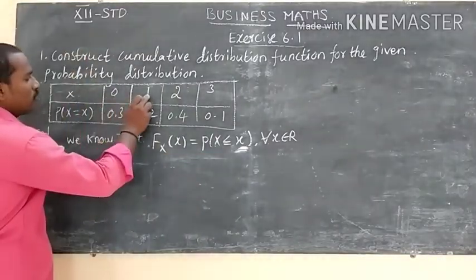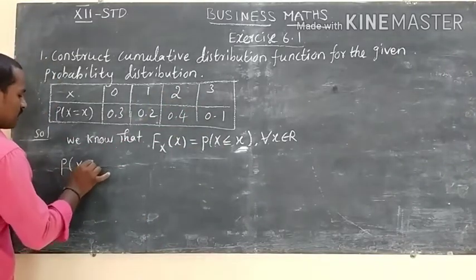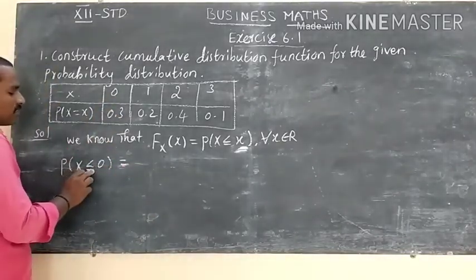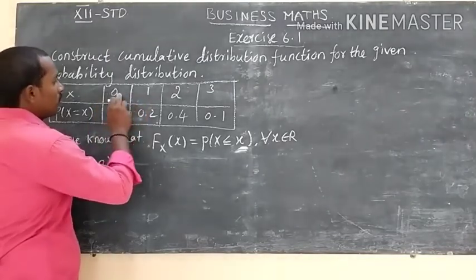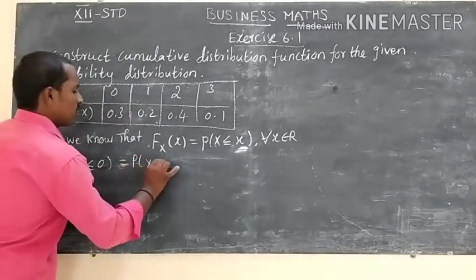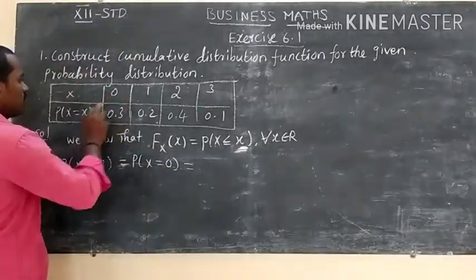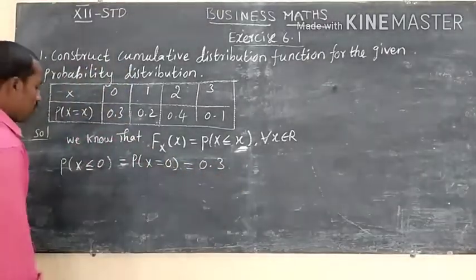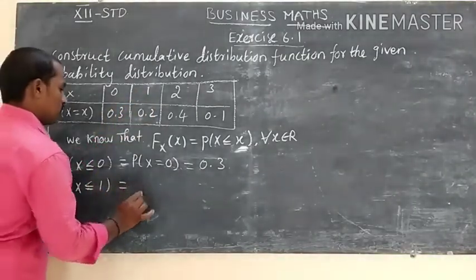So one by one we substitute the x value in P of x. First substitute 0: P of X less than or equal to 0 equal to 0 and below 0. Consider the table. Values below zero are not given, so it is equal to 0. So P of X equal to 0 means the value is 0.3. That's all. Then P of X less than or equal to 1.